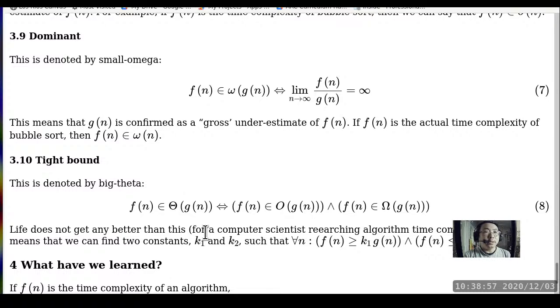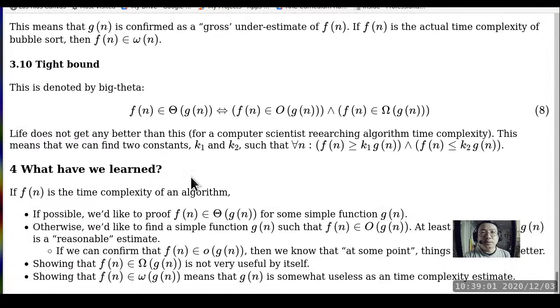And that's about it. That's about the end of this particular module. So it's summarized down here. If f of n is the time complexity of an algorithm, we would like to prove the big theta if possible. Otherwise, we want to find a simple function g of n, so that we find the upper bound. But we want to find an upper bound that is not a gross overestimate, because that is not going to be very helpful.